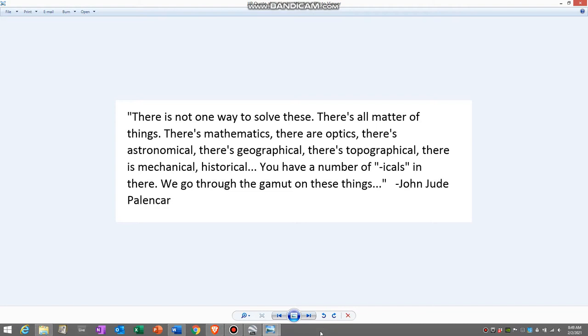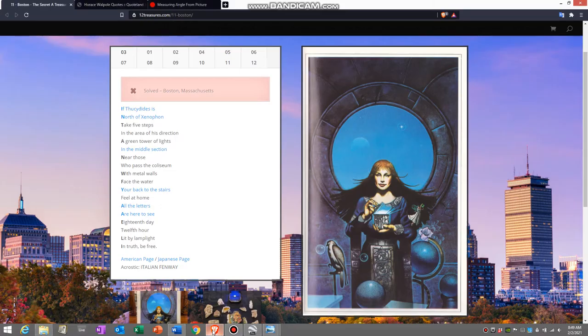So I wanted to go through some of the different ways that we've come up with how Boston probably works and some of the different methods that you could have used to arrive at the park. First, we'll start with the verse. We have the conditional if-then statement: if Thucydides is north of Xenophon, take 5 steps in the area of his direction.